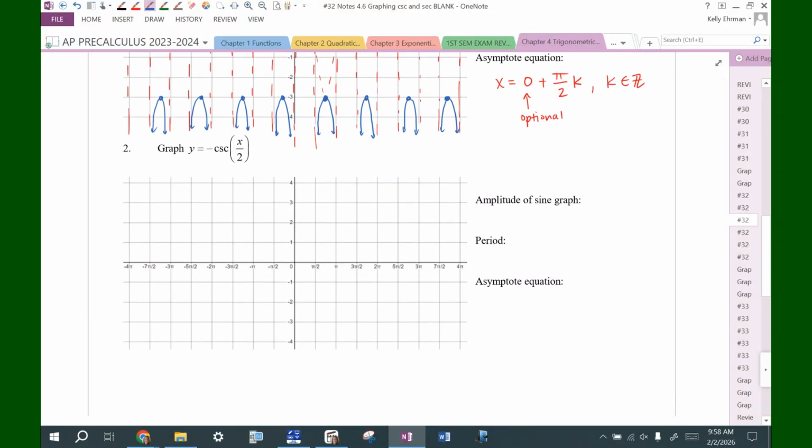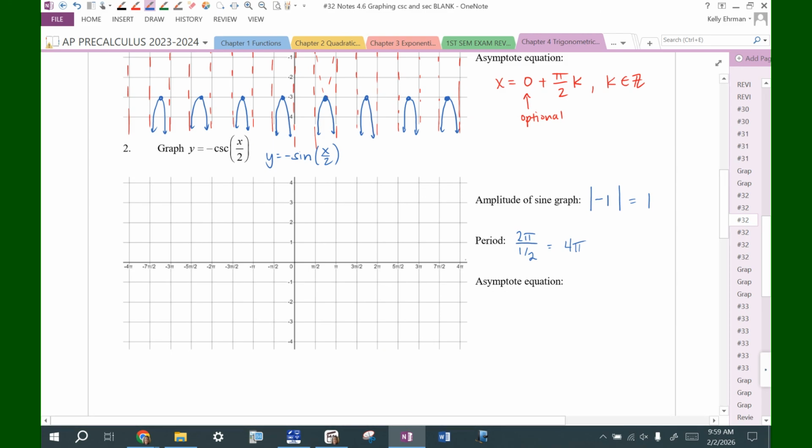All right, here's another cosecant graph. So this one is y equals negative, let's think of it as negative sine of x over 2. Remember, the amplitude of the graph is the absolute value of the coefficient out in front. It's the distance between the midline and the max or min, so 1. The period is 2 pi divided by 1/2, which is 2 pi times 2, so that's 4 pi. And I'm going to wait on the asymptote equation.